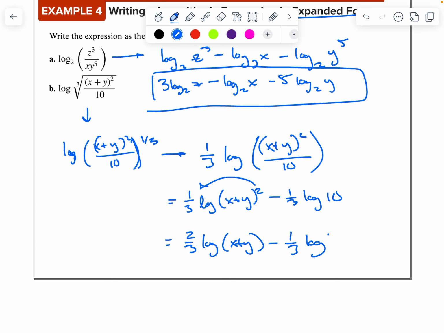We'll look again at the arguments here. 10, no way to break that apart. There's no division or multiplication going on. Here, is there any way to break it apart? Remember, my rules are for multiplication, division, and powers. And so here, since there's no multiplication, division, or powers, there's no way to break that argument apart any further. It's as simple as it can get, and that is going to be our final answer.